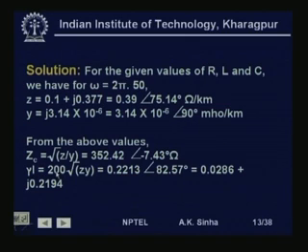Here L is 200 and gamma is given by root of z into y. So, substituting the values, we get this as equal to 0.2213 with an angle of 82.57 degrees, which can be written in rectangular coordinates as 0.0286 plus j 0.2194.